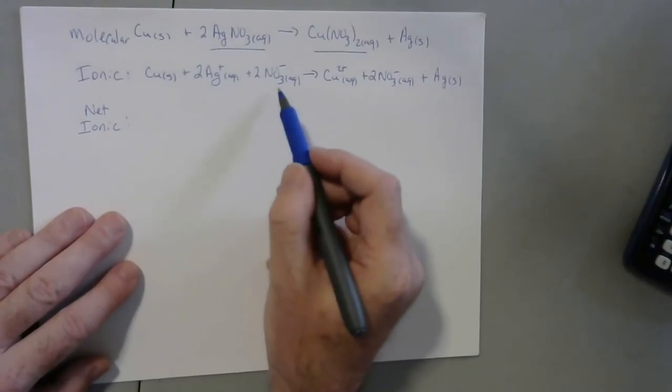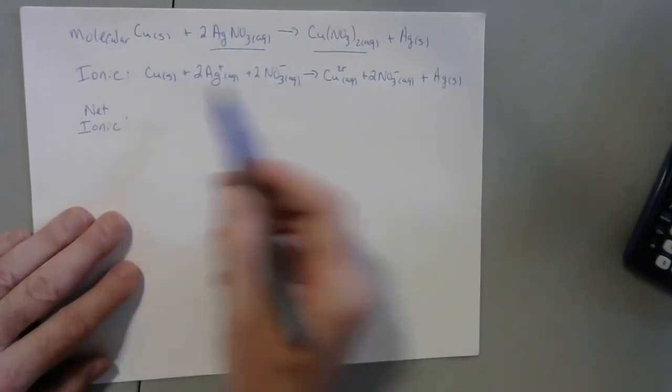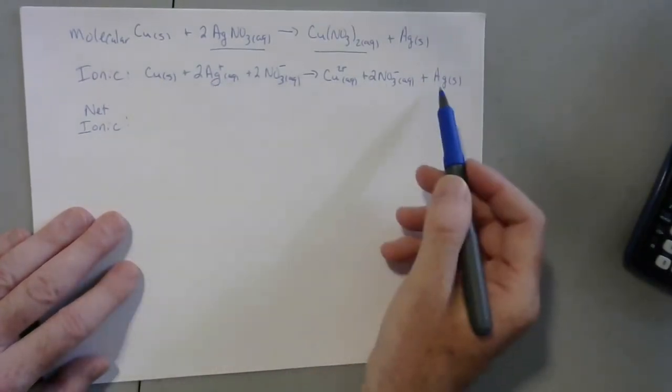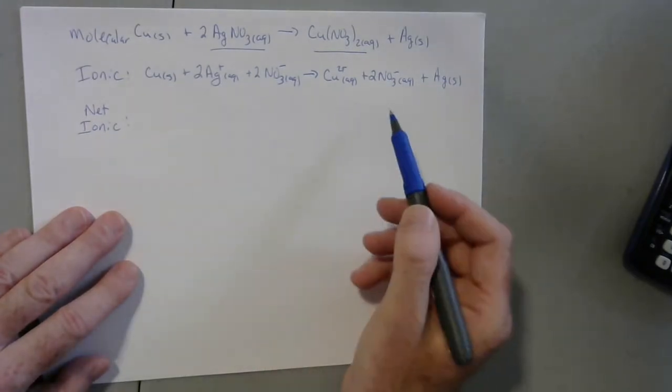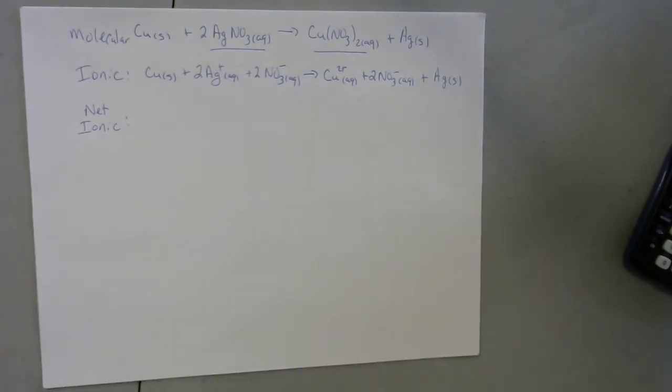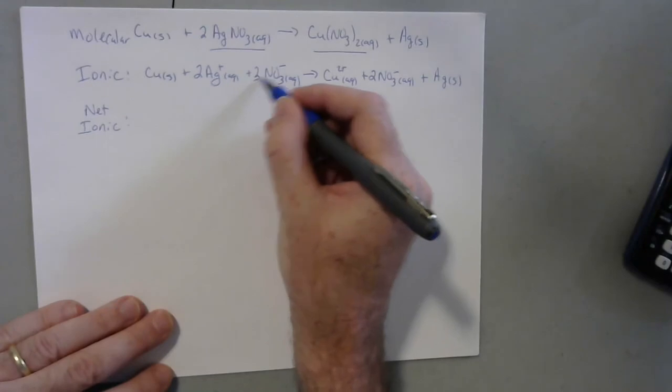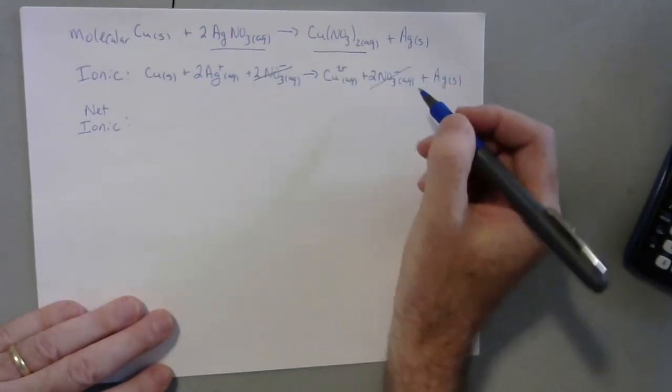what's my spectator ion? The nitrate's just kind of hanging out. The copper's changing charges, and so is the silver. So something's happening to the copper and the silver, but nothing's happening to the nitrate. So that's my spectator ion. Think of it like you're in a sport. You go and you watch the game in the stands, but you don't really play, right? So you're a spectator. So it's kind of hanging out. So that is what's going to go away.